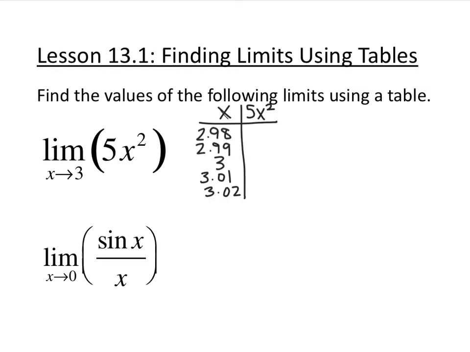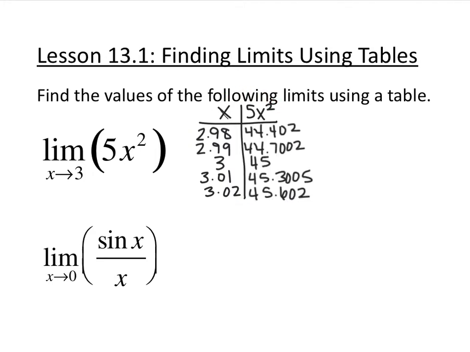So the first thing we're going to look at is finding limits using tables. So we want to find the limit as x approaches 3 of 5x squared. So I set up this table with x values starting at 2.98 and going up by 1/100th, so that 3 is in the middle. This way we can see values below 3 and values above 3. Because when we're looking at a limit, it has to approach the same number from both sides for that limit to exist. So go ahead and pause the video and use your calculator to fill out the rest of this table.